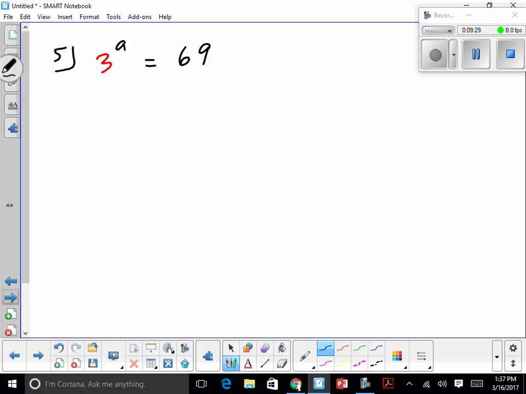What's the number I can raise 3 to so that when I multiply 3 times itself that many times, it'll give me 69? Well, I know 3 to the second power is 3 times 3, that's 9, it's too small. 3 to the third power, that's 3 times 3 times 3, that's 27. Well, here, what we're going to do is just use the power of the logarithm. We got our 3.